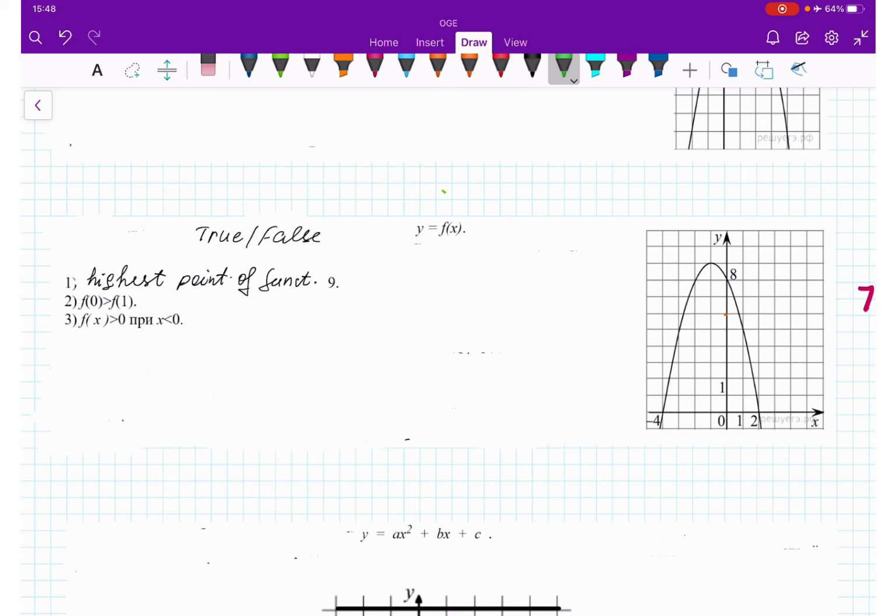Okay, highest point of the function is 9. Finally, we got a green check mark for such a statement. Indeed. Now, f of 0 is greater than f of 1. So, let's see. F of 0, this is my 0. How much is my f of 0? It's 8, right? The coordinate is (0, 8) here.